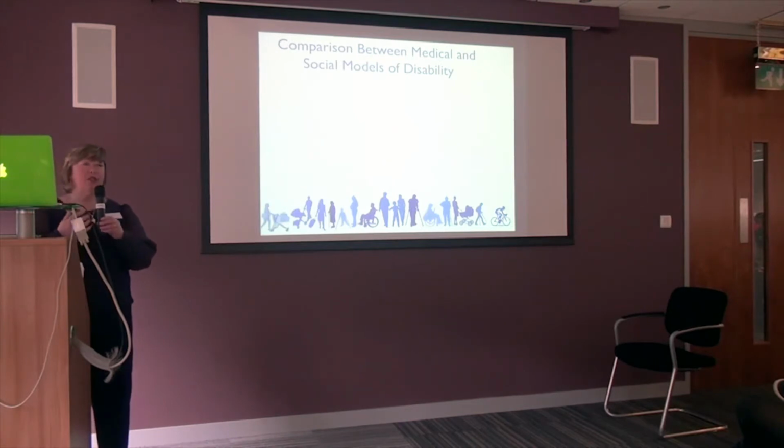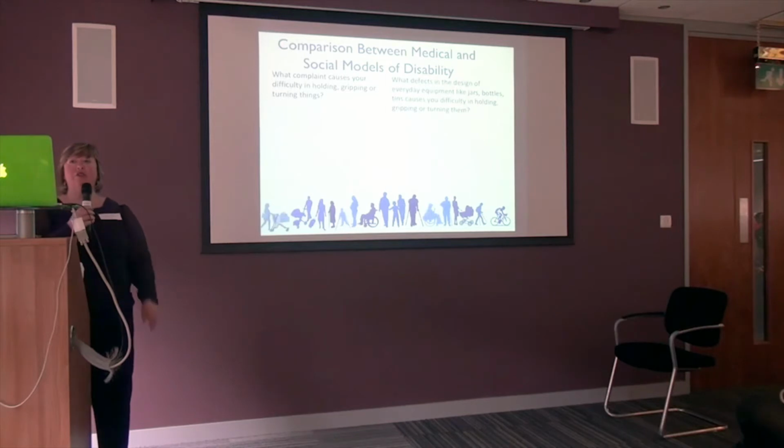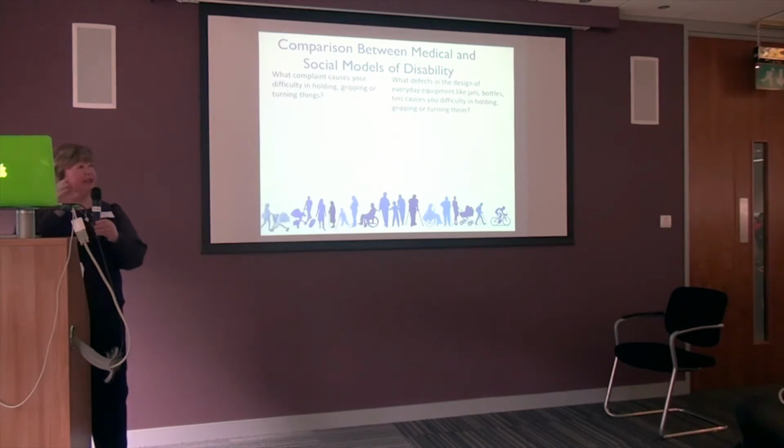So I've just chosen 3 questions. So the first one is, what complaint causes your difficulty in holding, gripping or turning things? So it's about the person, what's wrong with you that you can't do that? So Mike turned that around to, what defects in the design of everyday equipment like jars, bottles, tins causes you difficulty in holding, gripping or turning them? Now I don't know about anybody else, but me and a jar of beetroot, the jar of beetroot wins every time. The juice goes over me, it goes over the work surface. So you can see what he's done, he's turned the emphasis away from the individual.